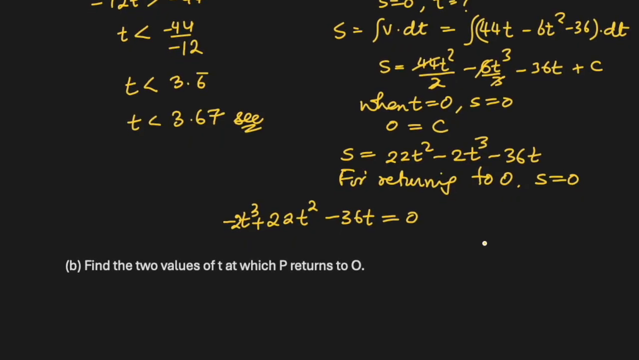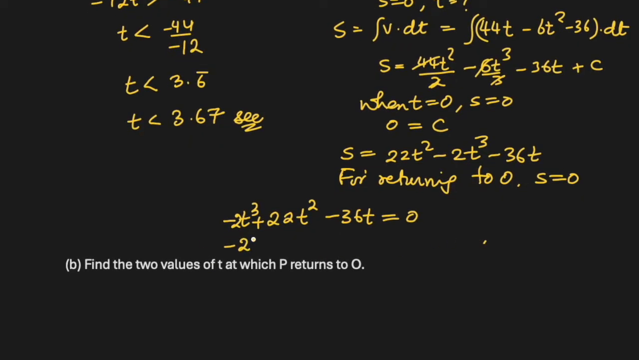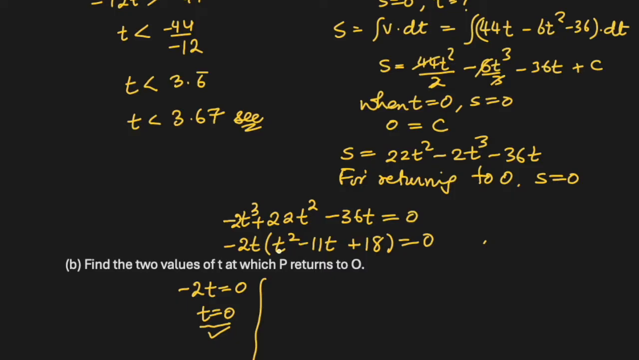So let's take minus 2t common in this, so that the leading coefficient becomes positive. We'll be left with t square in this one, minus 11 t, and positive 18. Okay, this is the factor. So minus 2t equal to 0 gives us t equal to 0, which we already know. So nothing new. We have to find the answers from this part, the other two values. So let's try that.